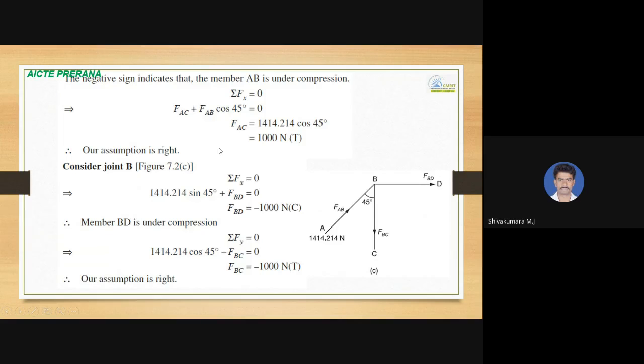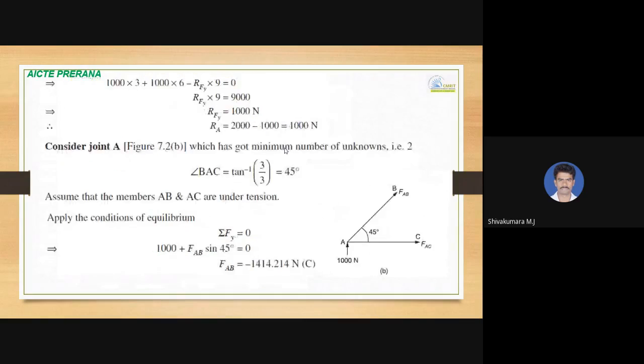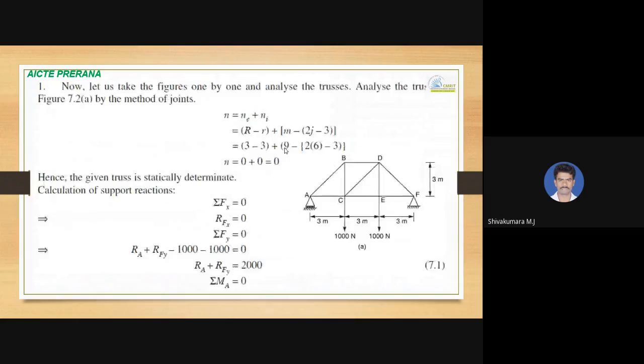Initially we assumed that AC member is subjected to tension force. We got the answer with positive sign. So this is for one joint, applying conditions of equilibrium and determining the unknowns. So we applied the condition of equilibrium at joint A, and we determined the axial force in member AB and AC. And now the same procedure we should continue for other joints.